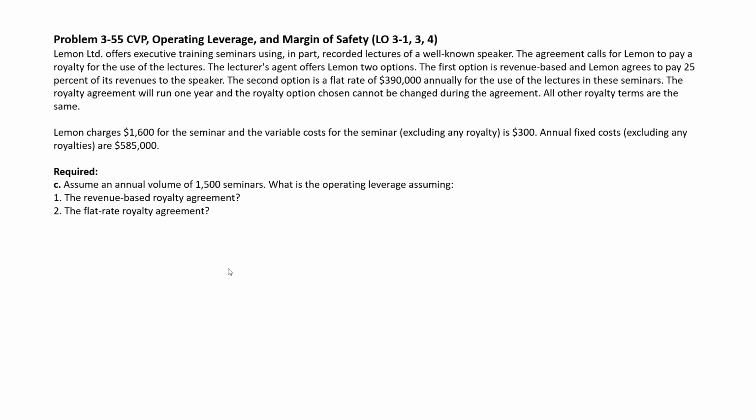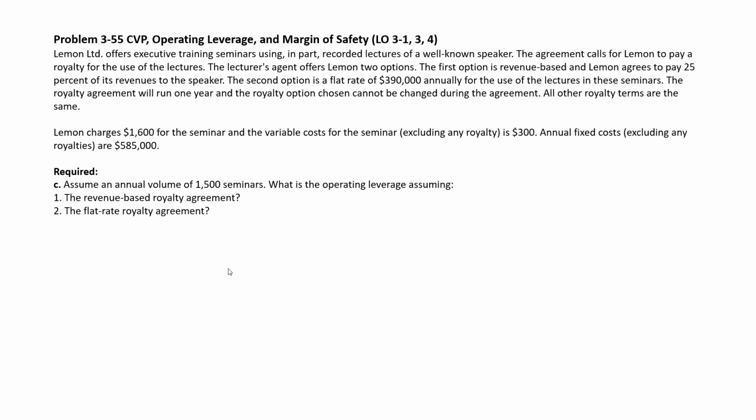The next item I'm going to go to is C. So we're asked to do a number of calculations in this problem. It asks us to calculate operating leverage. Now, we in accounting aren't too creative with our names. Operating leverage, a lever is something that applies additional force.